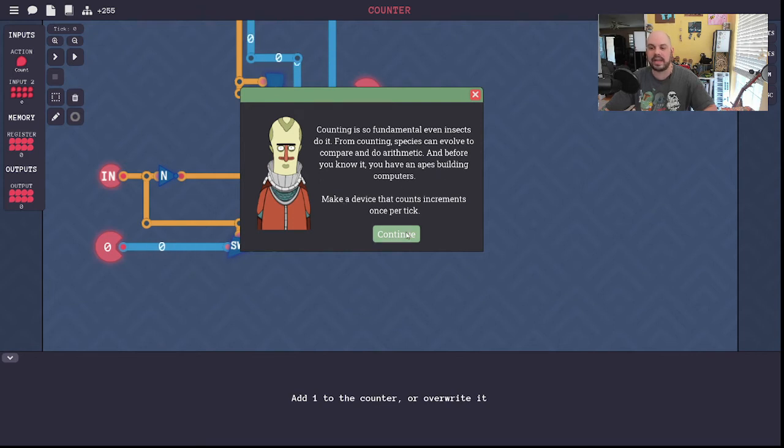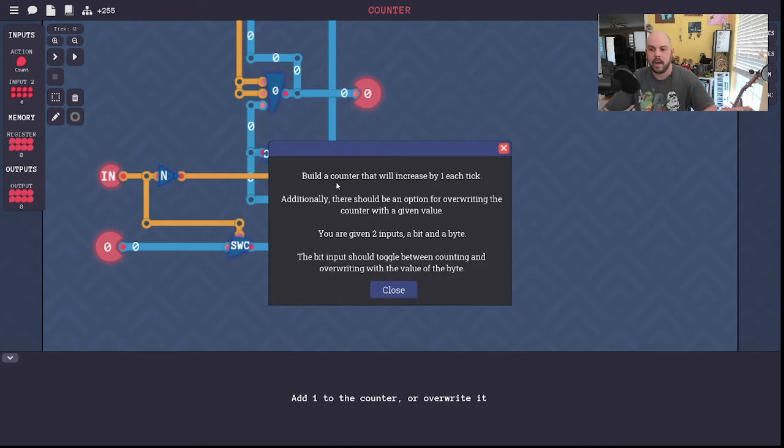Make a device that counts, increments once per tick. Build a counter that will increase by 1 each tick. Additionally, there should be an option for overriding the counter with a given value. You are given 2 inputs, a bit and a byte. The bit input should toggle between counting and overriding with the value of the byte.